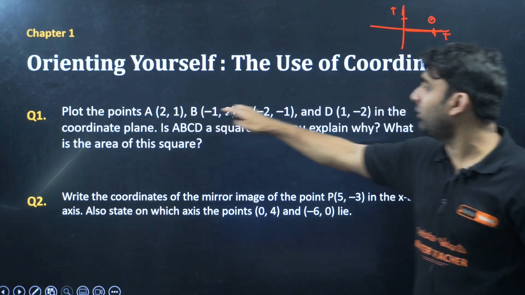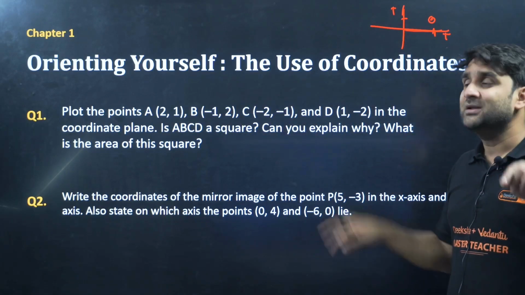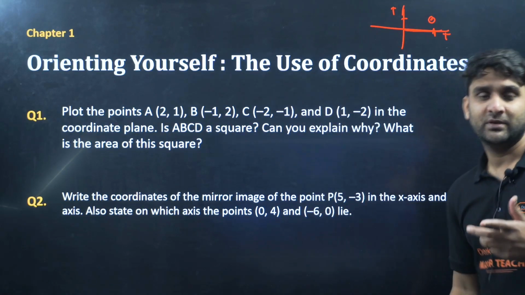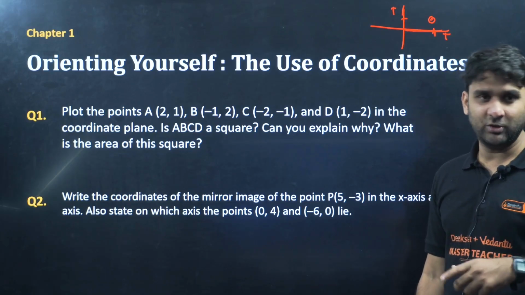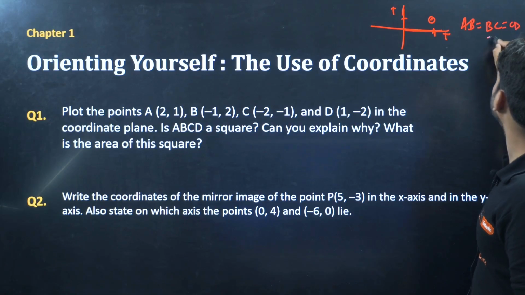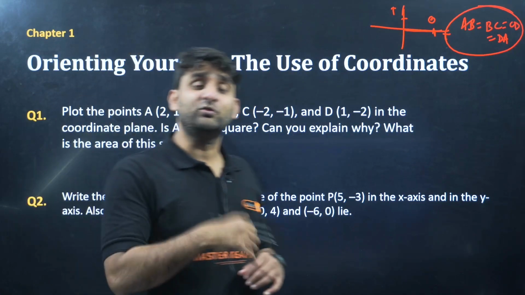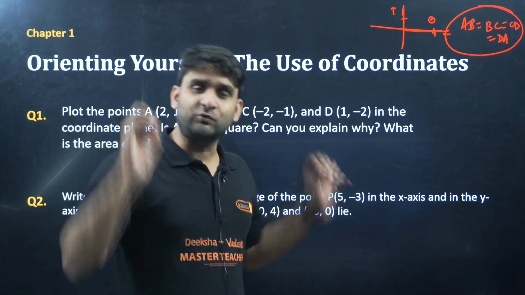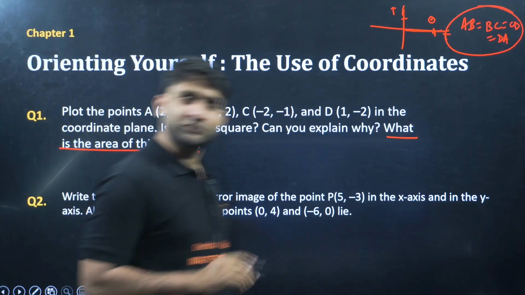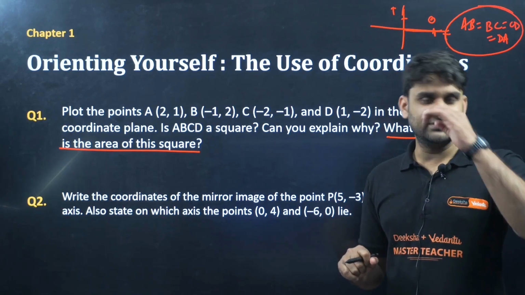You have to represent all these points on the coordinate plane, and after joining them, you have to check whether the quadrilateral ABCD is a square or not. You know the properties of a square: all the sides should be equal to each other. So you have to apply the distance formula. If AB is equal to BC is equal to CD is equal to DA, then we can say ABCD is a square. And if you have confirmed ABCD is a square, you have to find out the area also. What is the area of the square? As per my opinion, this question is really important from your examination point of view.